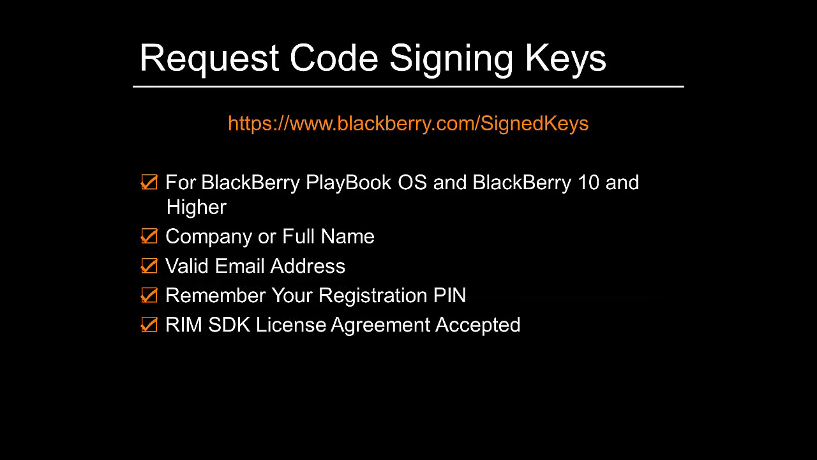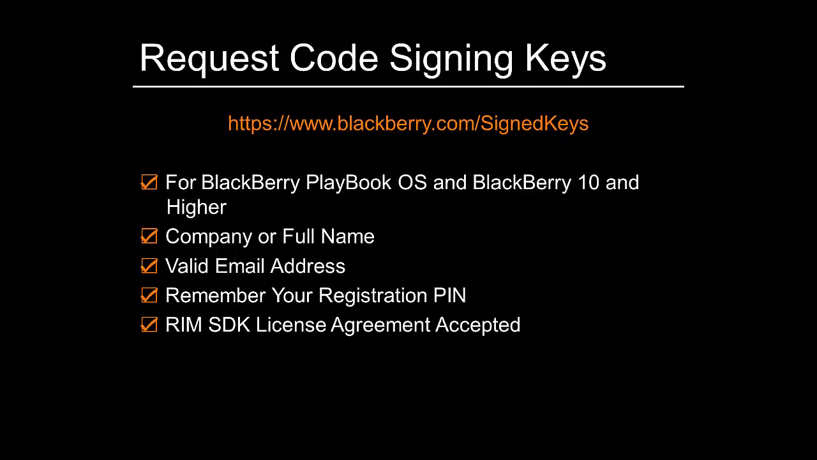To request BlackBerry code signing keys, you'll need to visit https://blackberry.com/signedkeys. You'll want to ensure that you request keys for BlackBerry 10 and that your personal information is correct. If you're not affiliated with an organization, you can use your full name in the company field. Also, it's important to provide a valid email address, as this is where your code signing keys will be sent. The registration PIN is a password that you create. It's recommended to keep this simple, as you will only ever use it once when installing your keys. Upon accepting the license agreement, click Submit and you should have received an order confirmation via email.